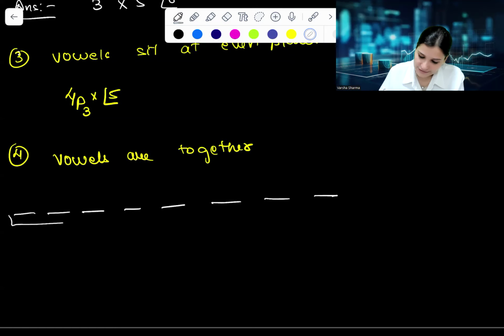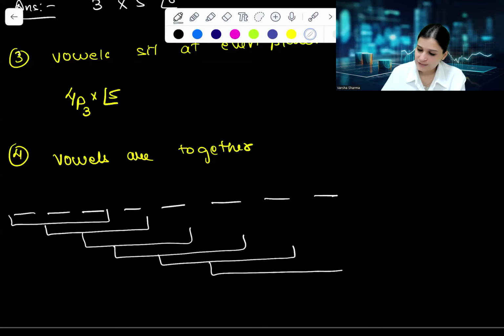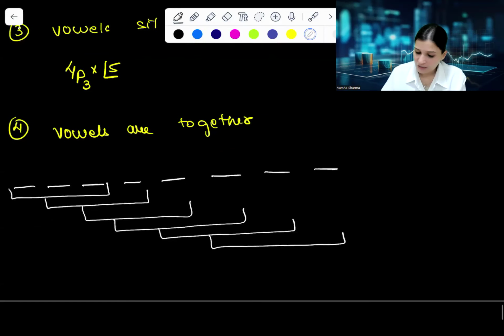The vowels can sit in these three places one way. The vowels can sit in these three places two ways. Vowels can sit in these three places three ways. 4, 5, 6. So vowels can sit in 6 ways. Yes or no? Either first, second, third, or second, third, fourth, or third, fourth, fifth, and so on. So there are 6 possibilities to make them sit together.